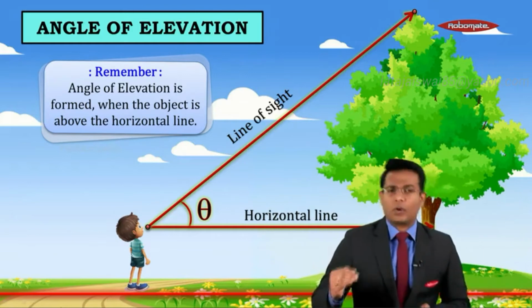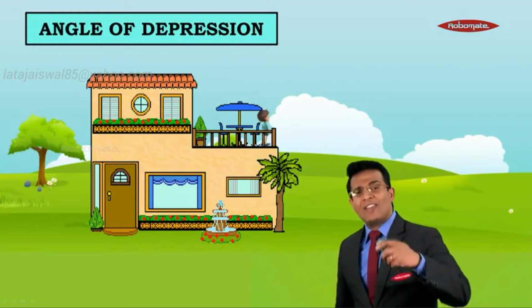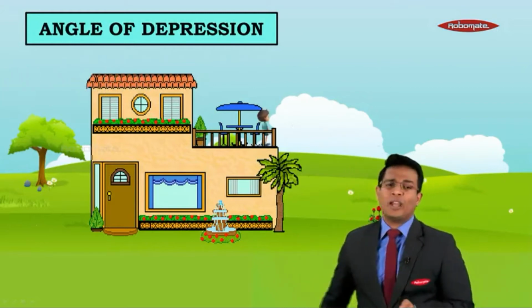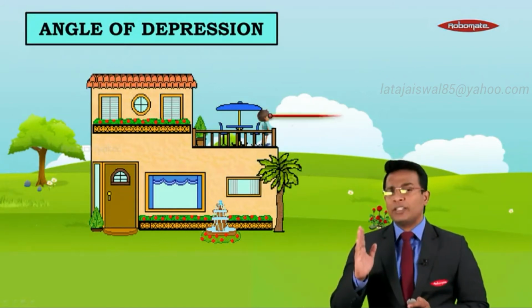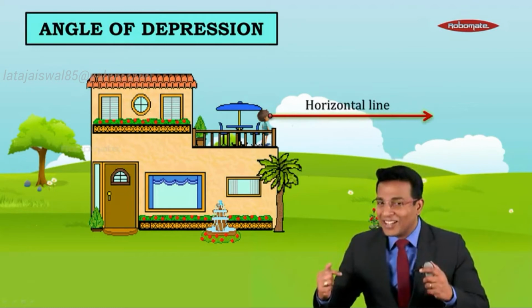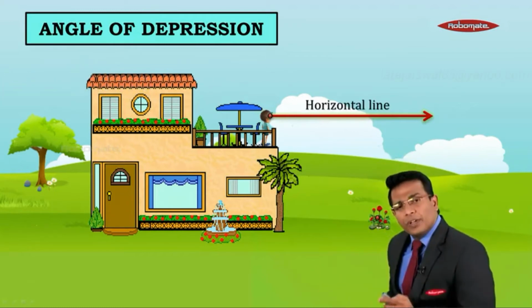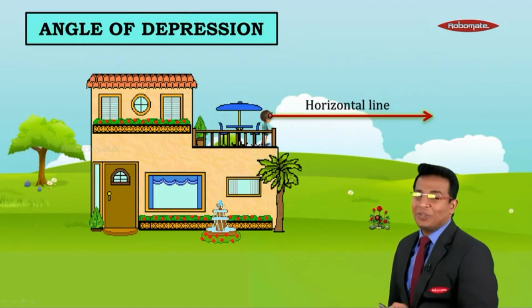Let's see another concept now. We are going to learn what is angle of depression, right? Observe. Again, we have our friend Raj, who is going to help us now. So here we have Raj. The moment you have an observer, what is the first thing we need to have? Yes, we need to have a horizontal line which is parallel to the ground, right? Now Raj is observing something. What is he observing? He is observing the beautiful flowers on the ground there, right?